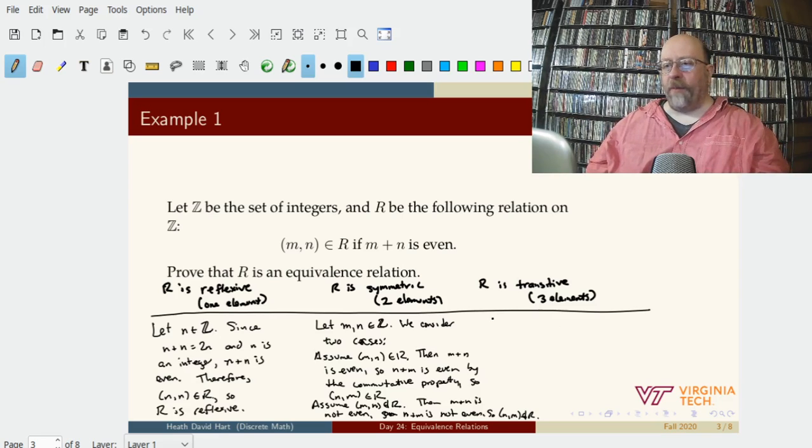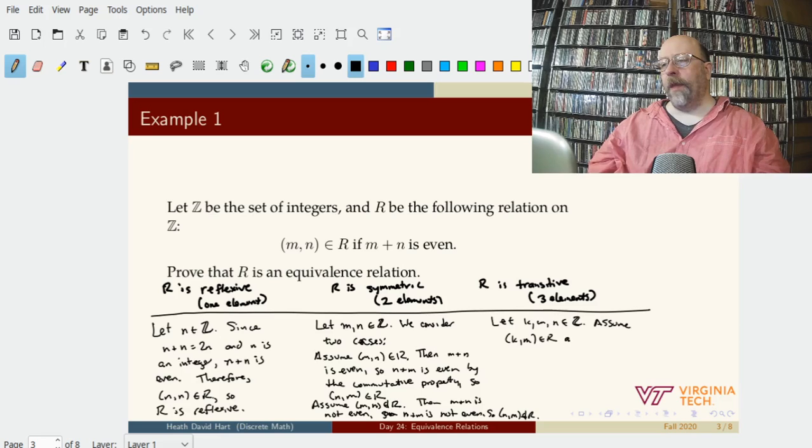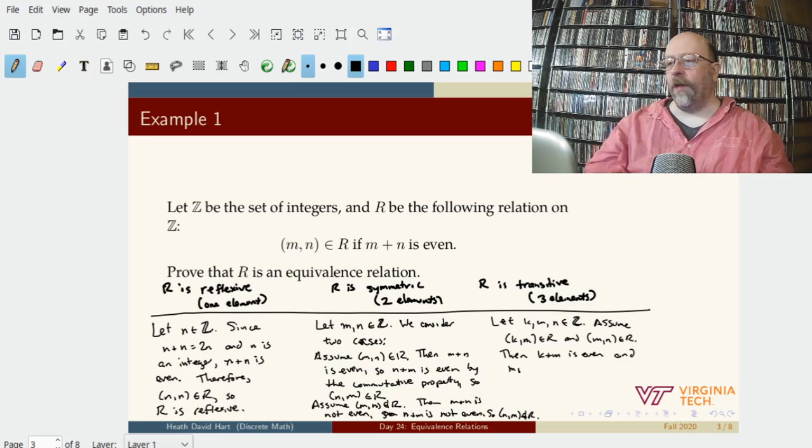Transitive, we have to show three elements, so we'll call them k, m, and n. I could use L, M, and N, but my L's look like ones, so I'm using K instead. We're going to assume that k, m is in R and m, n is in R. What we have to show is that k, n is in R. Then k plus m is even, and m plus n is even.